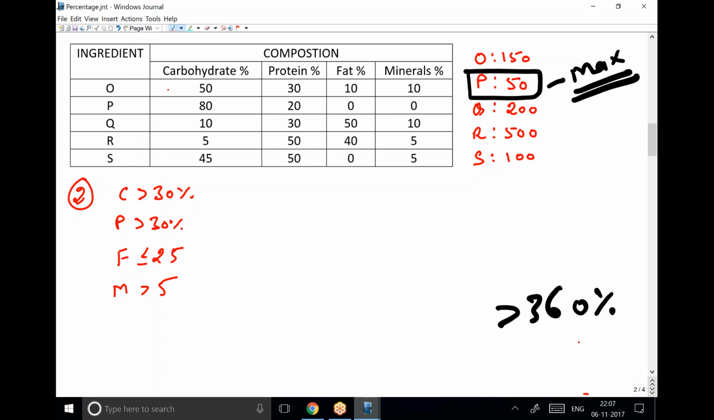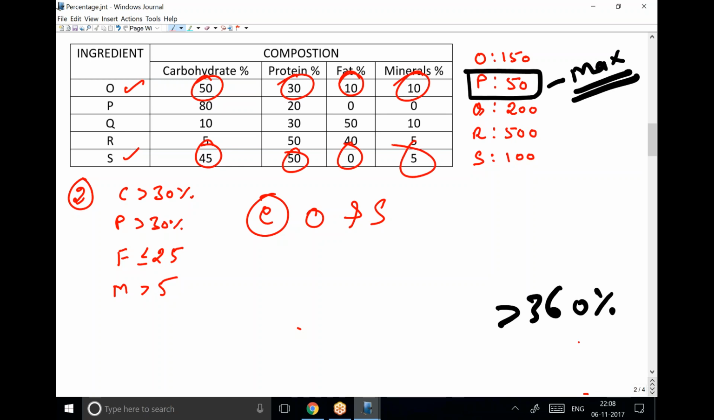Look at answer option D, Q and R. If you see Q and R, carbohydrate again comes out to be 7.5%, but we are looking for 30% carbohydrate. And when 4 answer options are wrong, we should not check answer option E, that has to be right. So the right answer for this question comes out to be O and S. And now you can see after examination, your carbohydrate is definitely more than 30%, your protein more than 30%, your fat is less than 5% even, and your minerals are 7.5%. So everything is getting satisfied. So the right answer for this question comes out to be answer option E.